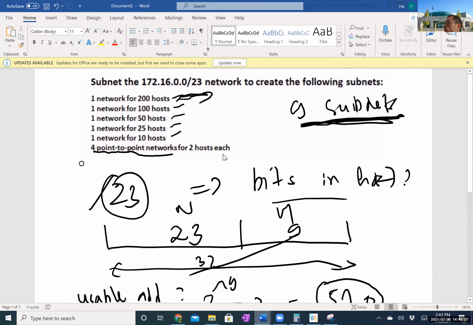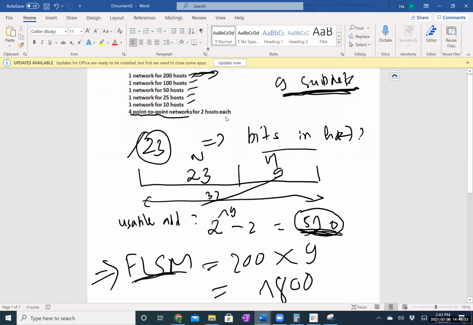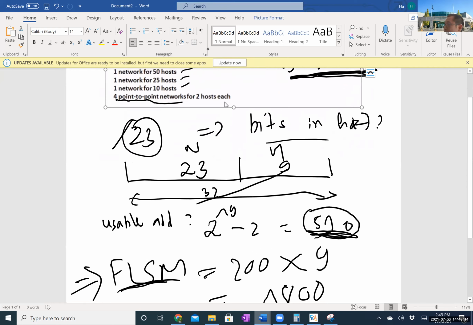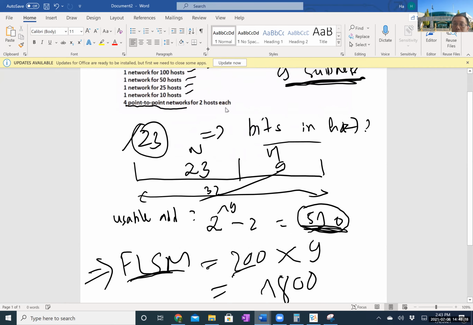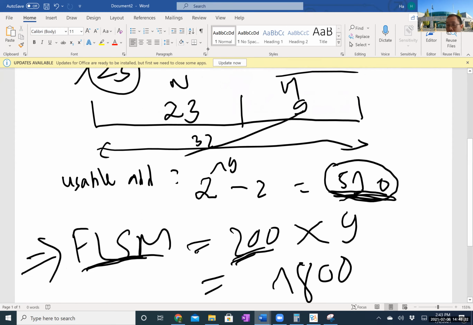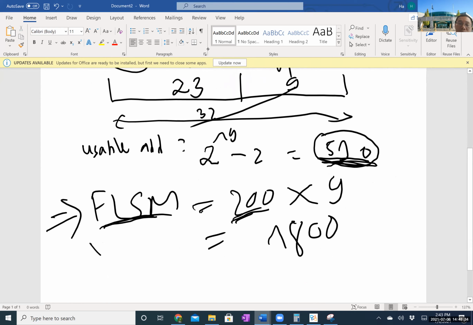Because when working with the fixed length subnet mask, you have to waste a lot of IP addresses here. You see, a network supporting 200 here, but actually for this one you only need two IP addresses. So when working with the fixed length subnet mask, you're wasting a lot of IP addresses in some cases. To overcome that problem, you have to work with the variable length subnet mask. That means you break it down into unequal subnets here.